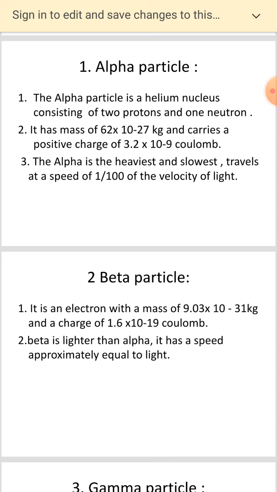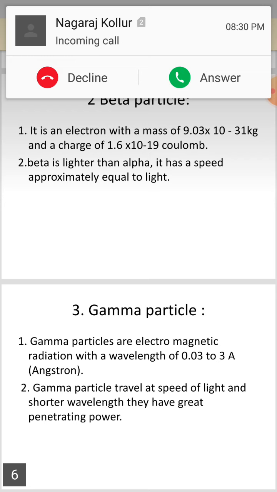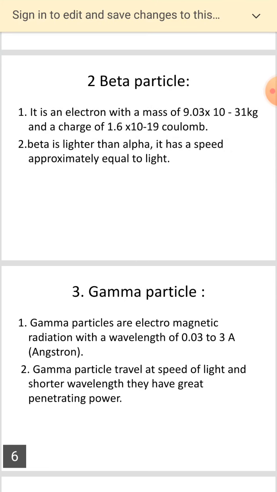The alpha particle is the heaviest and slowest, travels at a speed of 1/100 of the velocity of light. Next we'll see beta particle. It is an electron with a mass of 9.1 x 10^-31 kg and a charge of 1.6 x 10^-19 coulomb. Since beta is much lighter than alpha, it has a speed approximately equal to light.